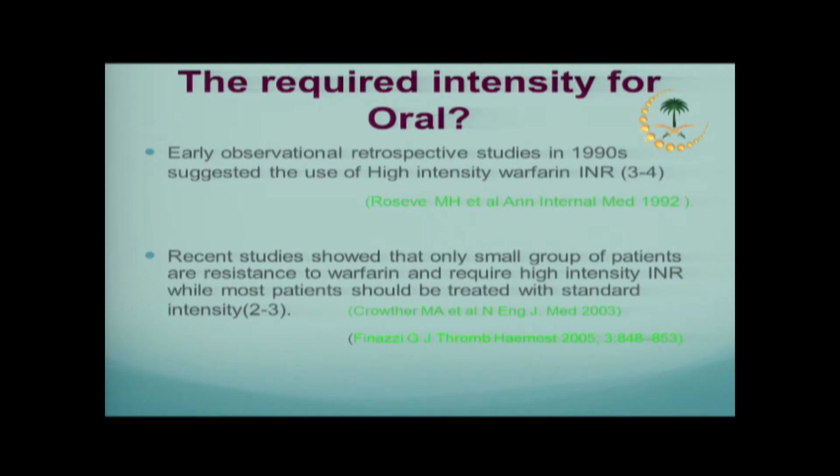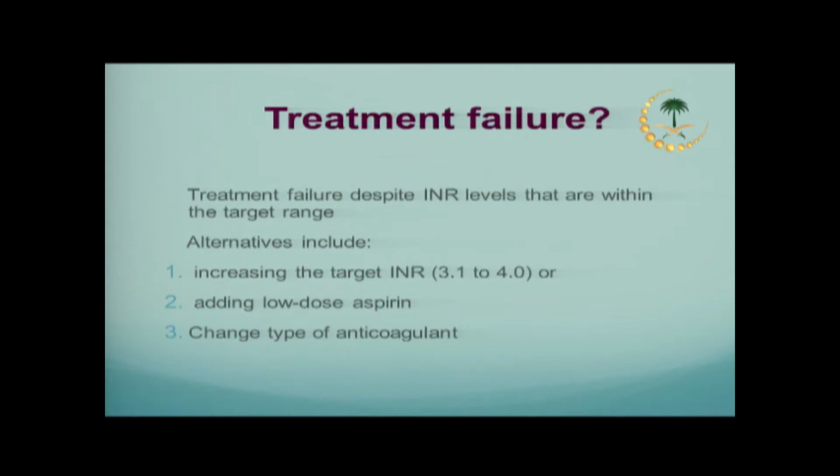In the early part of this millennium, 2003 and 2005, two major randomized studies, mega ones, one from McMaster and one from London, both had shown that the standard intensity of 2 to 3 is quite equal to the 3 to 4, and by decreasing the intensity, you decrease the chance of bleeding. So the current recommendation is you need to keep the patient between 2 to 3 unless there is a treatment failure. If the patient develops thrombosis while he or she is on 2 to 3 INR, you need to upgrade the INR to 3.1 to 4, or you may add aspirin or another antiplatelet, or you may consider changing the anticoagulation because the warfarin has failed.